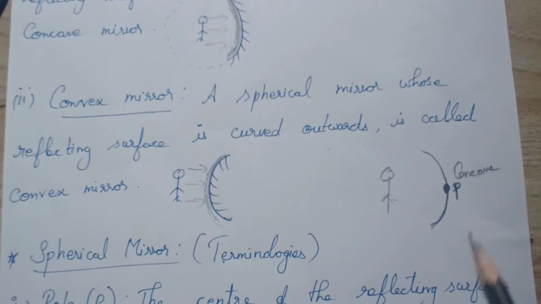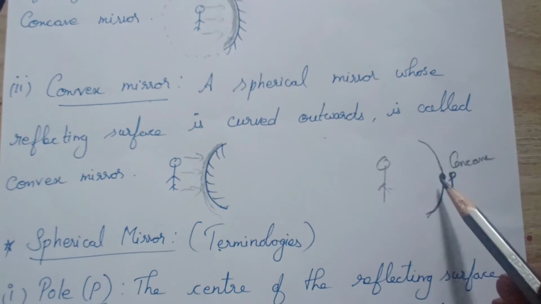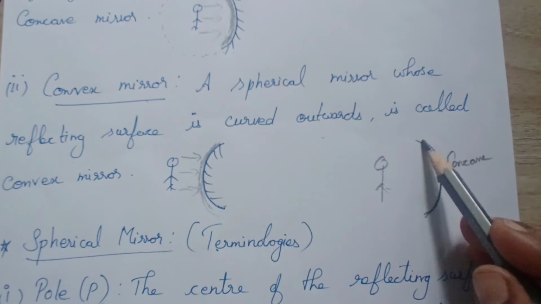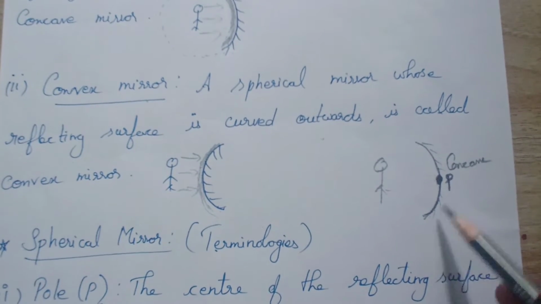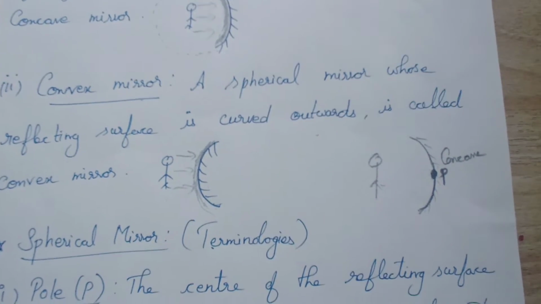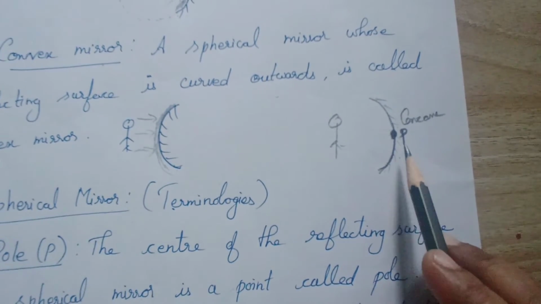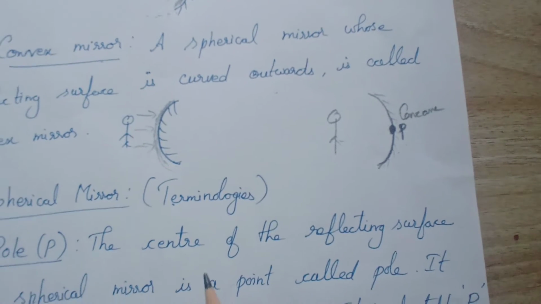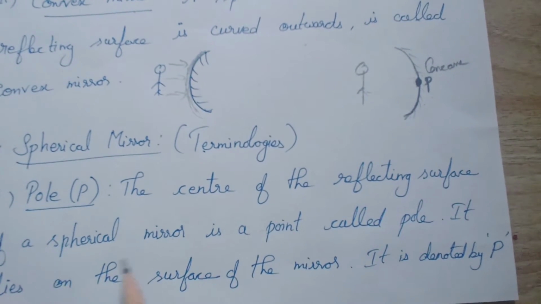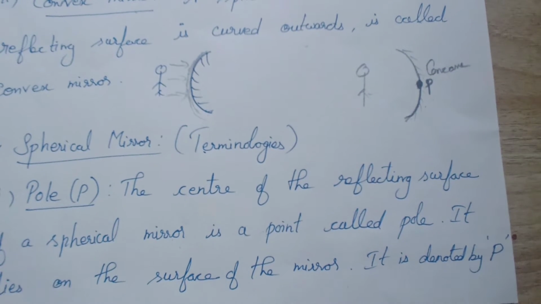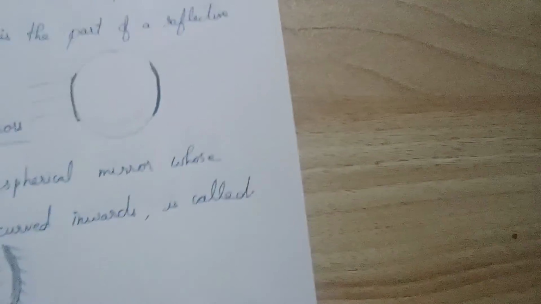It lies on the surface of the mirror. The pole lies on the surface of the mirror. It is denoted by capital P. It is the center of the reflecting surface of a spherical mirror, a point called pole. Okay, next.